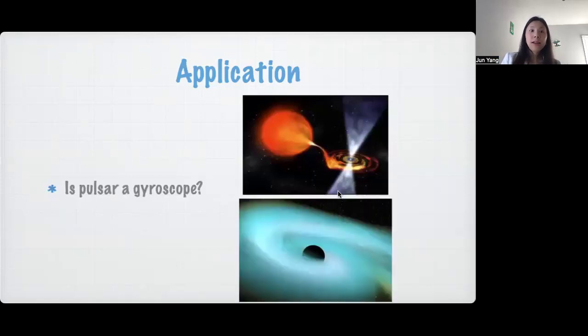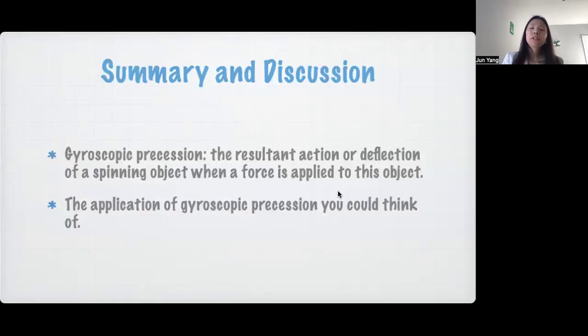About the pulsar, and so far we have talked about gyroscopic precession, its principle and applications. Can you think of any other system that also uses gyroscopic precession?